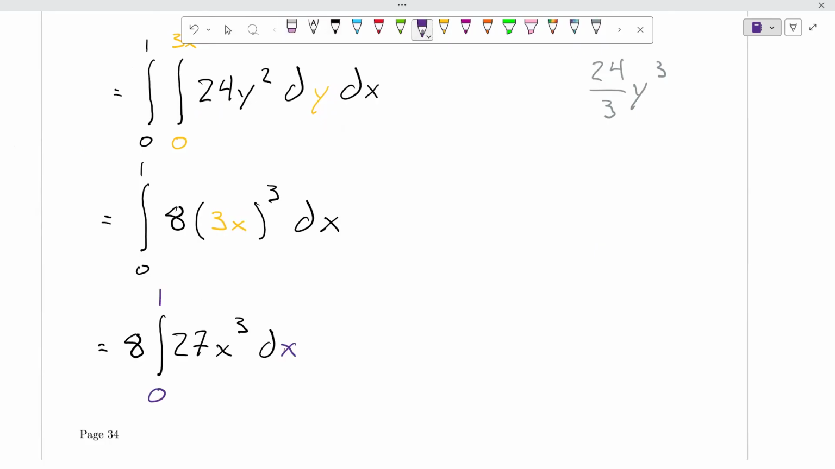Well, now I'm finally going to be evaluating between 0 and 1. That thing, of course, will integrate to x to the 4th over 4. I already conveniently have an 8 there. So this will be 2 times 27 times 1 to the 4th power minus 0, which is 54.